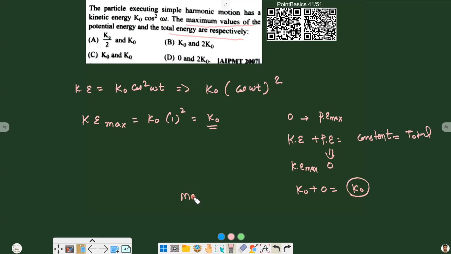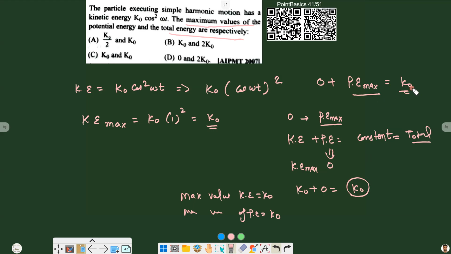So the max value of kinetic is K node. The max value of potential is also K node, because when potential energy is maximum, kinetic energy is zero. So 0 plus maximum potential energy is equal to total energy, and from the previous relation total energy is K node. So the maximum potential energy is also K node, and total energy is also K node. So option C, K node and K node, is the right answer.